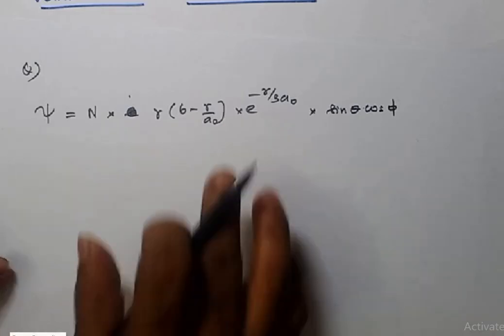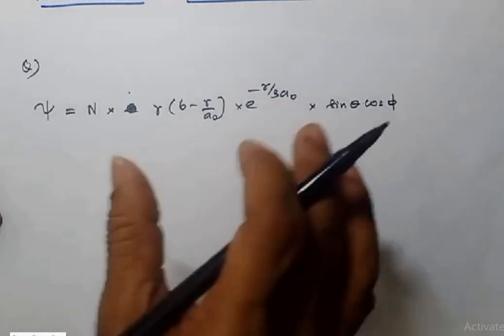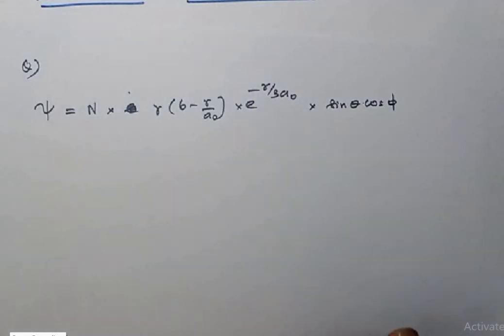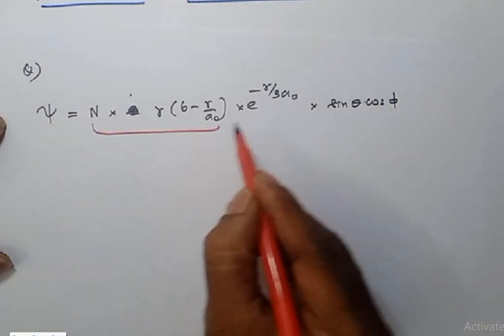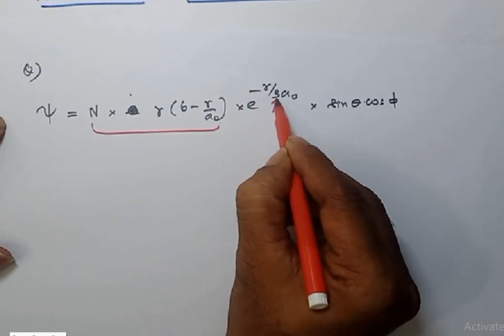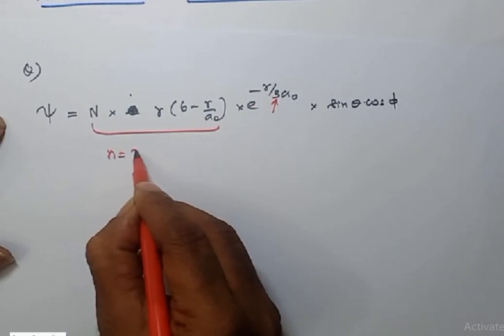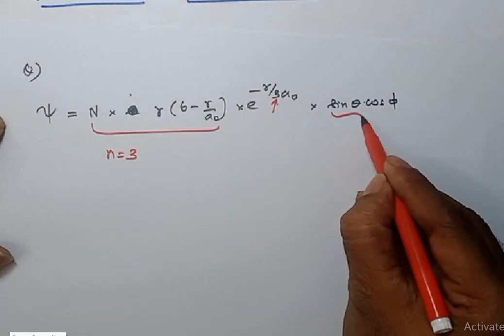Now I have given a question. You try to find out the orbital or the quantum numbers. Those who don't know how to find it, just listen carefully. Don't worry about these things. See the exponential part. I have e power minus r by some number, right? That number is nothing but the principal quantum number. n equal to 3.